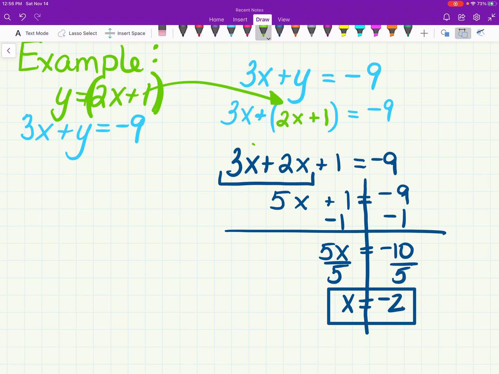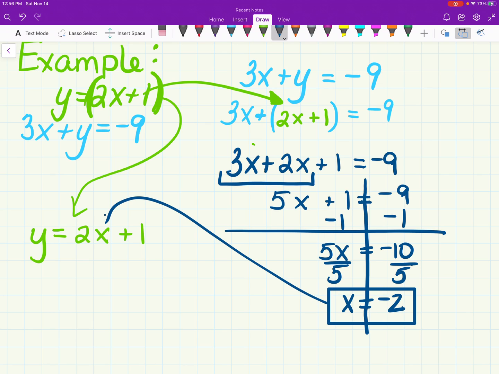The reason I'm going to use the green equation, though, is that y is already solved for. So I'm going to write y equals 2x plus 1. And now we know what x equals. Well, what does x equal? x equals negative 2. So I'm going to write 2 times a blank plus 1, and in that blank, I'm going to put the negative 2 that we just figured out. So can we figure out what y equals? Yes, because negative 2 times negative 2 is negative 4, plus 1 is negative 3.